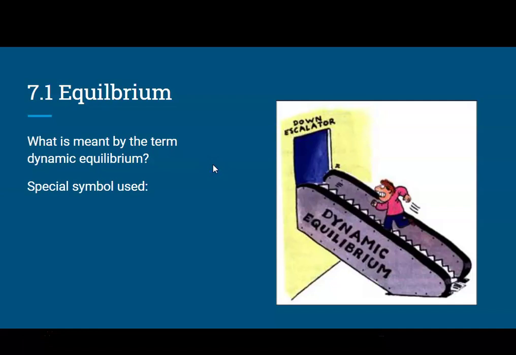Now there's a special symbol used, which I'm sure you've all seen before. If you haven't, there it is. Key thing to notice is that they are not proper arrows. They're sort of half-headed arrows.